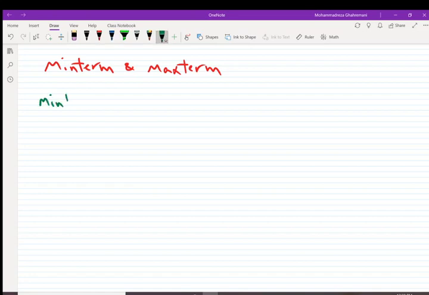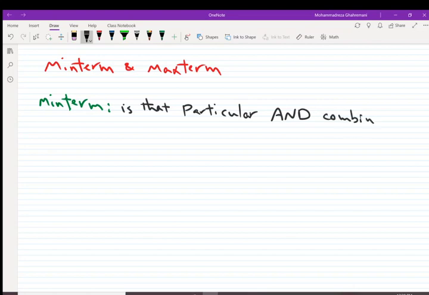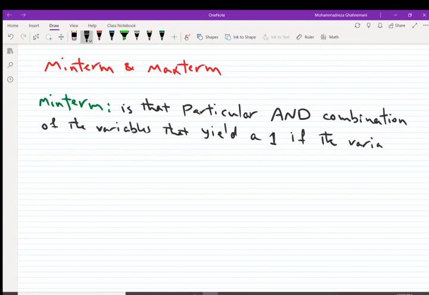So a minterm is that particular AND combination of the variables that yield a 1 if the variables are passed through an AND gate.